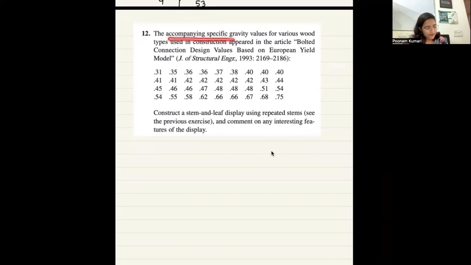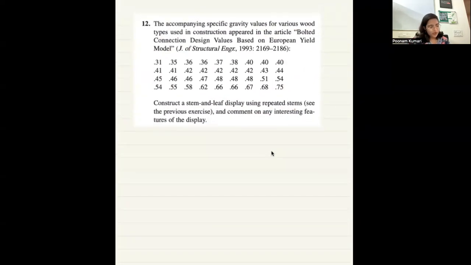That the accompanying specific gravity values for various wood types used in construction appeared in an article. And these are the numbers that we received. And then you have to construct stem and leaf diagrams, stem and leaf display using repeated stems, and comment on any interesting features of the display. Okay. All right. So here, what do we see?